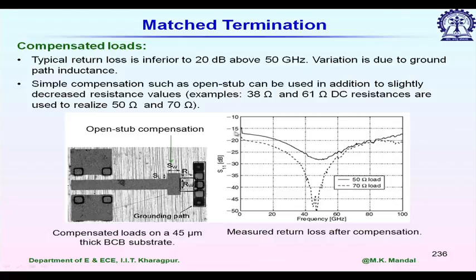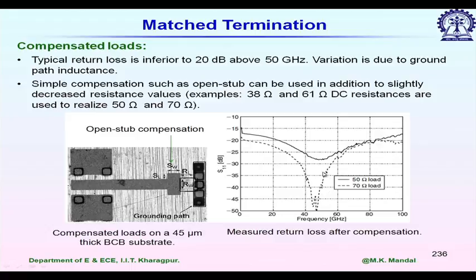Now, since they have compensated it at some given frequency, let us say at 50 gigahertz, then for the 50 ohm load, it is showing this black line, S11 is 27 dB. So, in reflection loss, return loss is more than 27 dB. So, it is quite good, and for the 70 ohm design, it is even better than 40 dB at the design frequency.